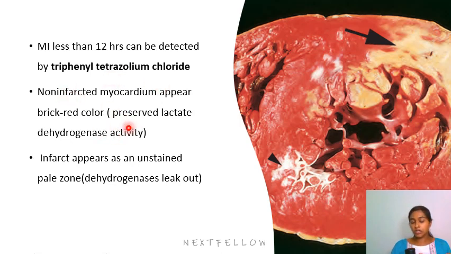This is mainly because of an enzyme activity, that is lactate dehydrogenase activity. So the non-infarcted myocardial area will have a brick red color due to the preserved lactate dehydrogenase activity. However, the infarcted area will appear unstained. Okay, they have a pale zone due to the leakage of the lactate dehydrogenase. So here remember, less than 12 hours, we use a chemical called triphenyl tetrazolium chloride. This is mainly because of the lactate dehydrogenase activity, in which the infarct area will have a pale zone as the enzyme has been leaked out.